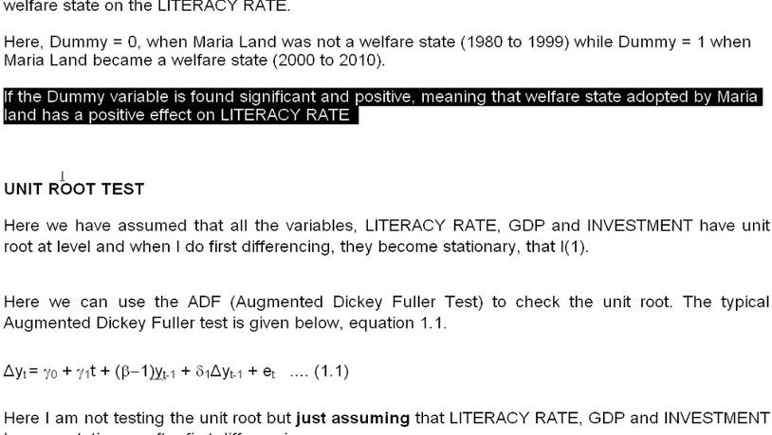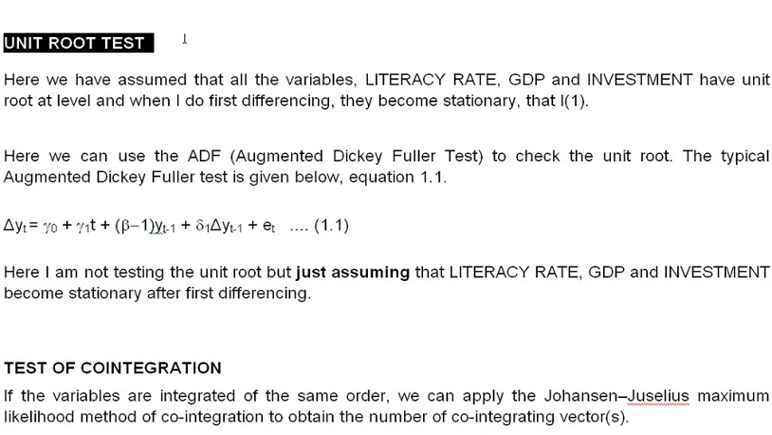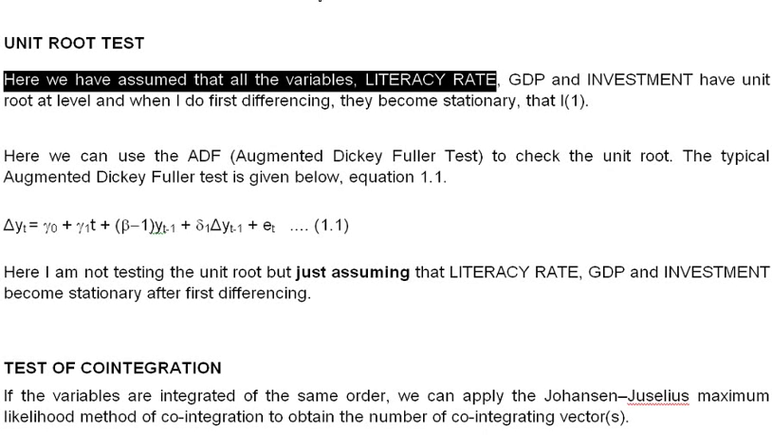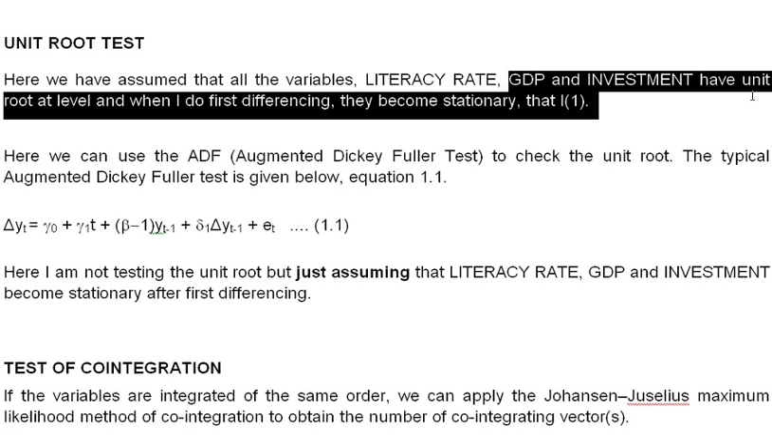Okay, so then we talk about the unit root test. Here we have assumed that all the variables, such as rate of literacy, GDP and investment, have a unit root at level. But when I do the first differencing, they become stationary. So it is my assumption.